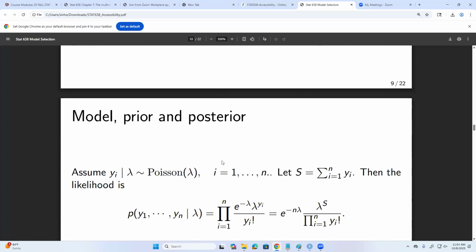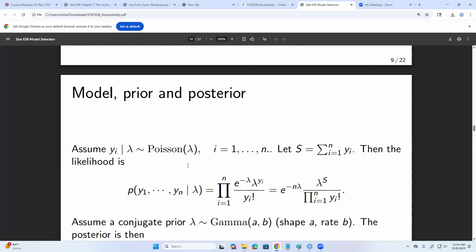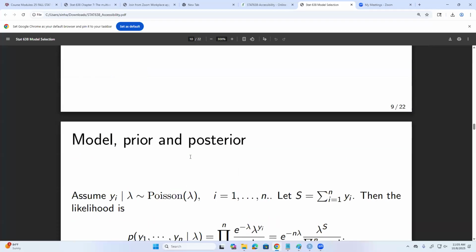Now let's move to the Bayesian part. How to carry out this test in the Bayesian context? This is not for your homework, but this is the general guidance of a Bayesian hypothesis test. Suppose in the Bayesian context, what do you need? You need the data likelihood, and you need the prior and posterior.